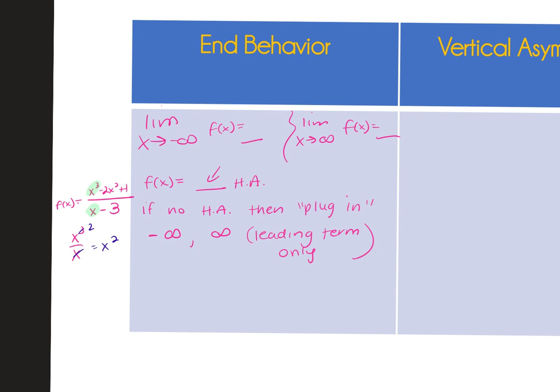So again, end behavior will either be both sides, or it will just give you one side, and you would know just to focus on that one side. Horizontal asymptote wouldn't change. It's the same either side. But if there was no horizontal asymptote, that's where you've got to do the infinity.